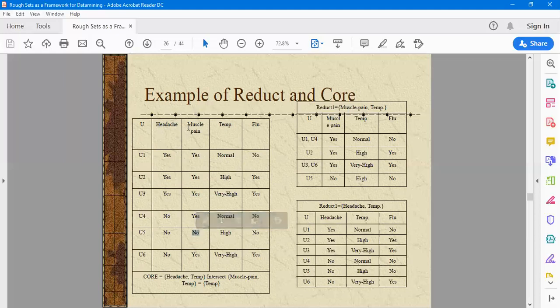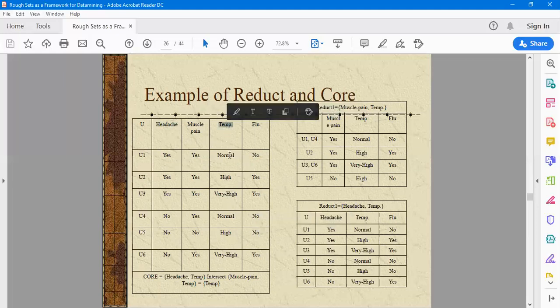Just by taking muscle pain, you cannot say, because if this is yes here, this is no here. If this is no here, still it is no here. Hence, we say that only headache cannot be a reduct. If it is yes here, but it is no here. Similarly, it is no here, but it is no here. So this is again an ambiguity. So this cannot be a reduct. This cannot be a decision maker factor.